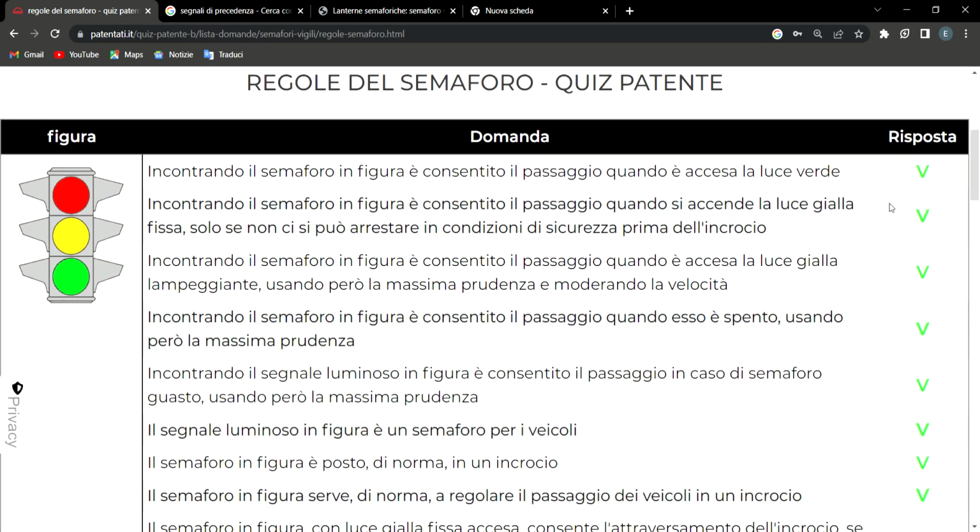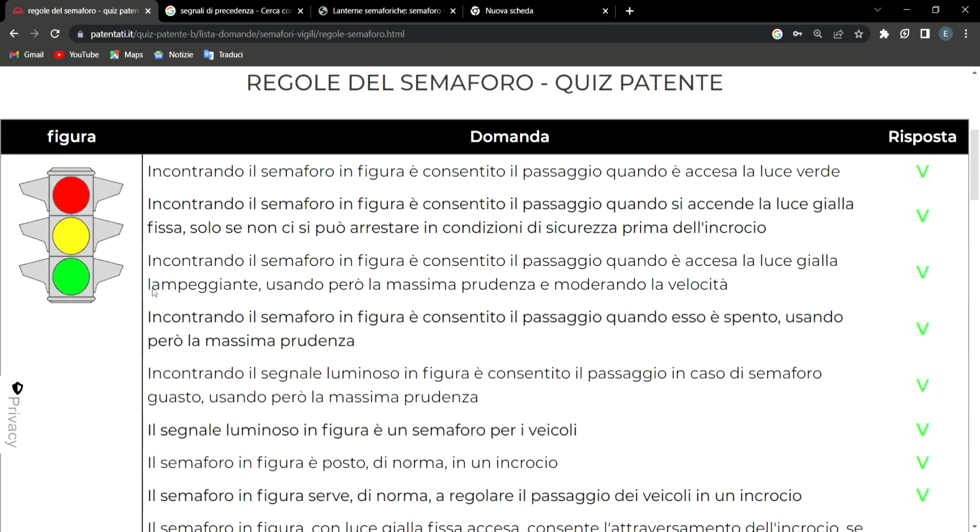So number 3, it says: incontrando il semaforo in figura è consentito il passaggio quando è accesa luce fissa, luce gialla, lampeggiante, usando però la massima prudenza e moderando la velocità. It says in some cases you may be driving in a junction that is regulated with a semaphore, known as the traffic light. He said in some cases you will see that in that junction is already green light, the yellow light that is on.